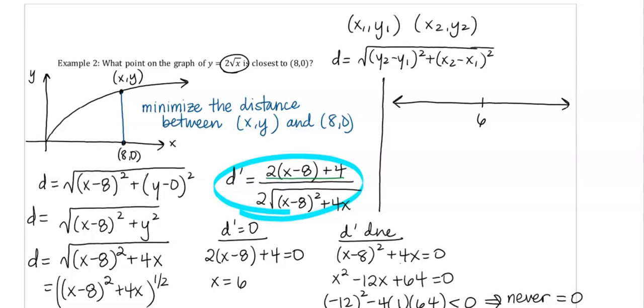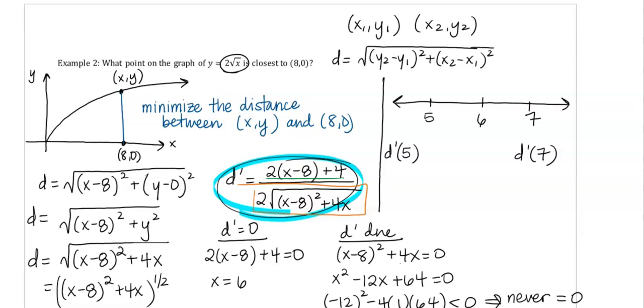So here's our critical value of 6. I'm going to choose test values of 5 and 7, and I'm going to be plugging them into the first derivative to see if I get something positive or if I get something negative. So I'm plugging them into this expression here. I don't have a calculator on hand, but I do know that everything in the denominator will always be positive because of that square root. The answers of square roots always come out positive, and then we have a positive 2 in front of it.